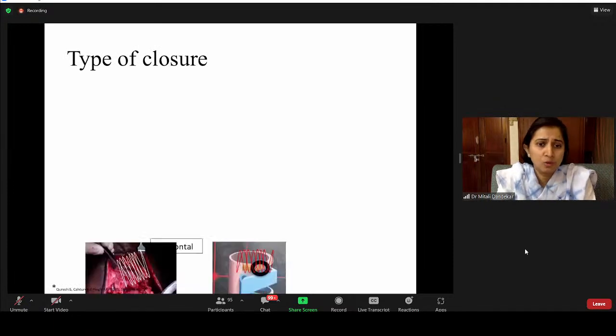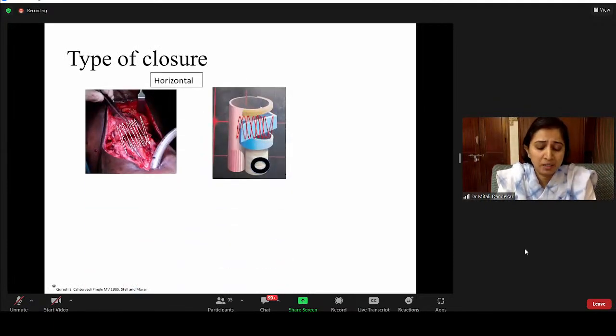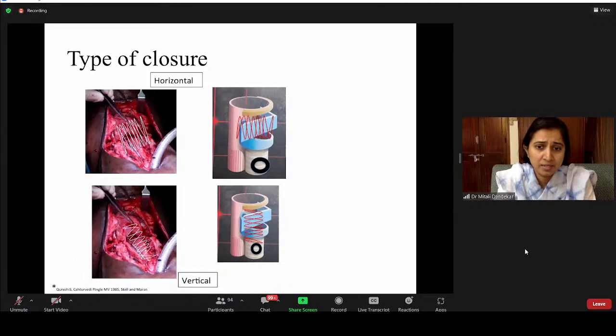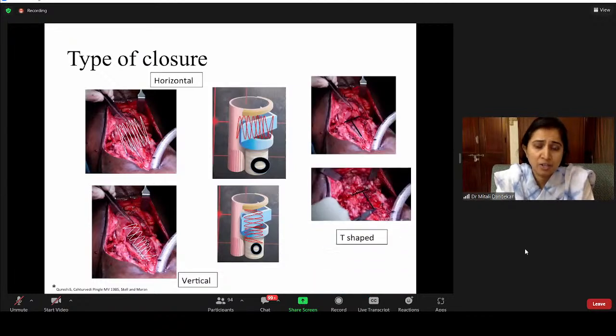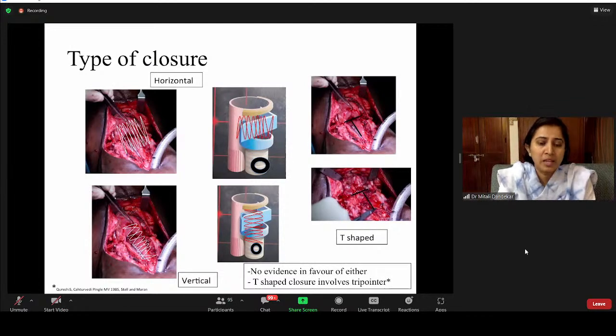So, type of closure: there are various methods and types of closure which have been described. The pharynx can be approximated in a horizontal fashion, where the base of tongue is approximated to the cricopharynx in a horizontal suture line. It could be in a vertical fashion. It could also be in a T-shaped manner. There has been a lot of literature. However, there is no clear-cut evidence to prove one in favor of the other.